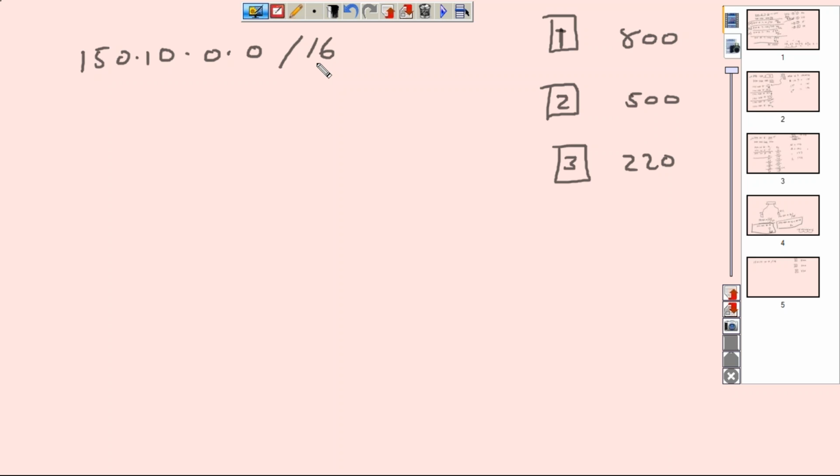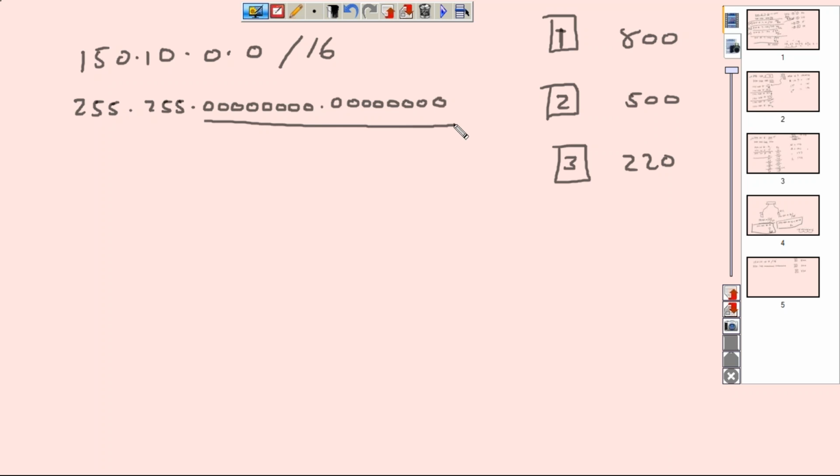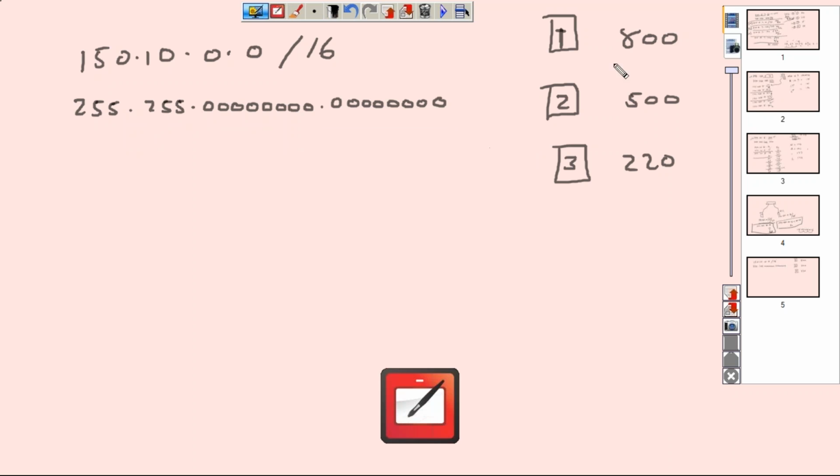So what is our subnet mask here? 255.255.0.0, so the first 16 bits are the network side. We can use all the rest to make our hosts. So we've got a very big playing field here, but our requirement is the same, 800. The question we need to ask is, how many bits does it take to make a network of 800?